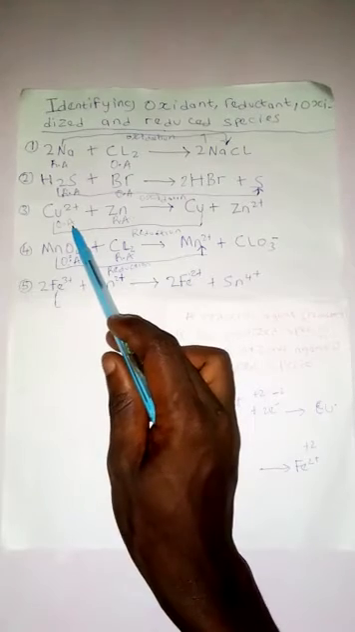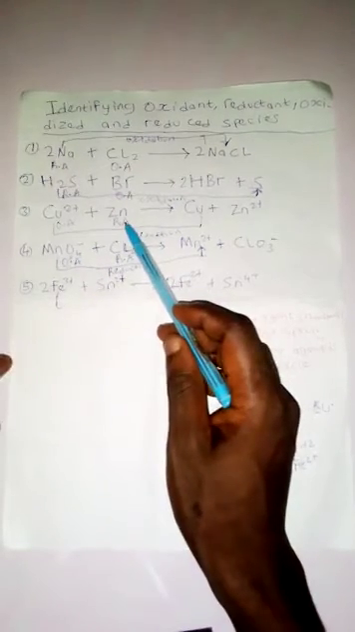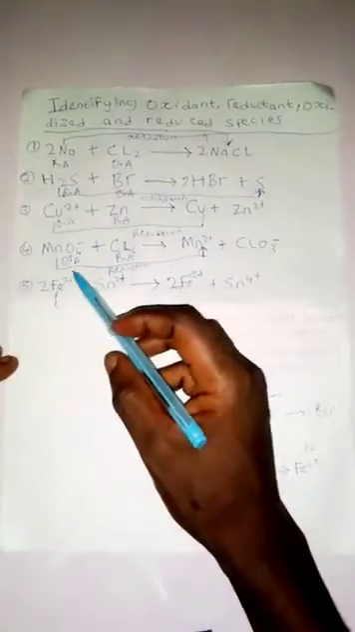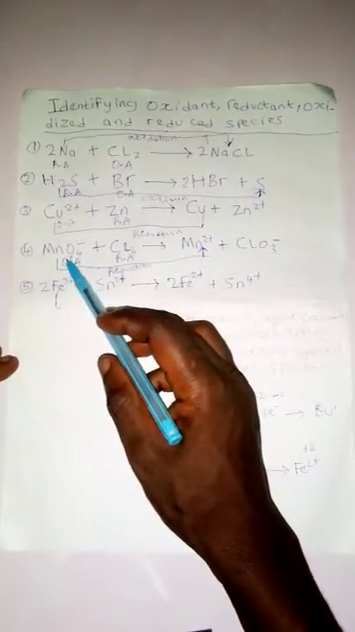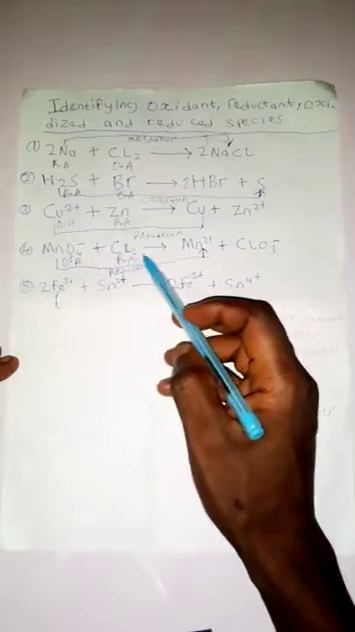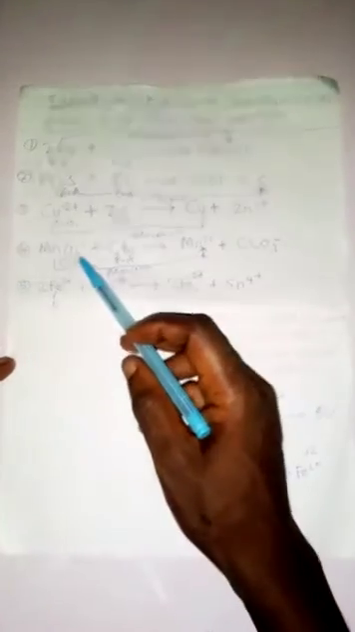reduced species and oxidized species. So it follows that way. So now let's move to the next one. Manganese(VII) oxide ion, and chlorine. Now look at what happens there.